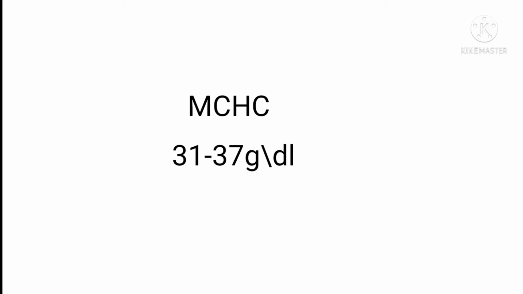So the next one is MCHC, mean corpuscular hemoglobin concentration. It indicates the concentration of hemoglobin in the red blood cell. It is mostly expressed in gram per deciliter. The normal range is 31 to 37 gram per deciliter. If it is below 31, it is known as hypochromic red blood cell. If it's above 37, it is described as hyperchromic.